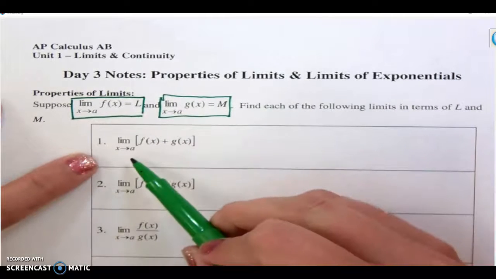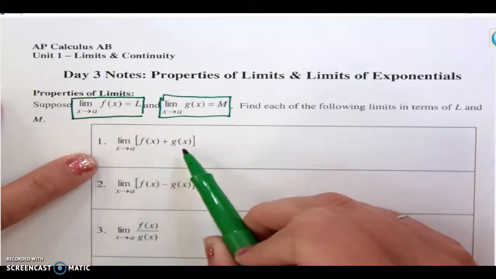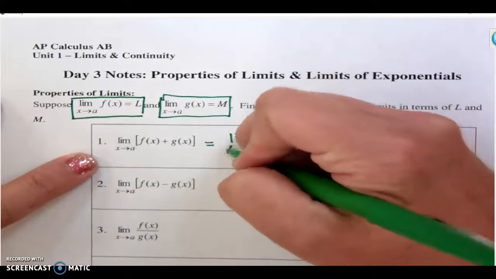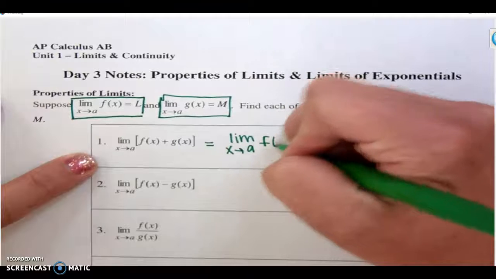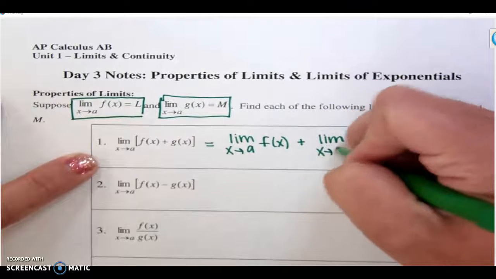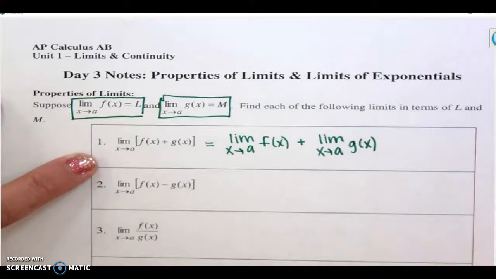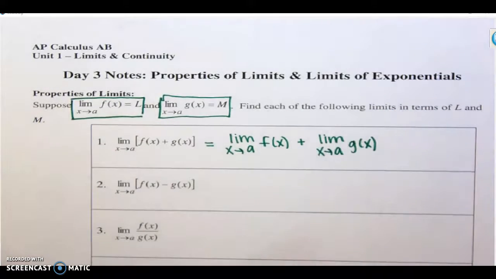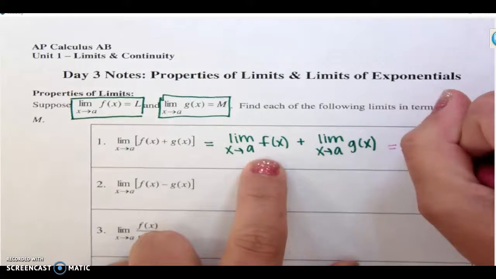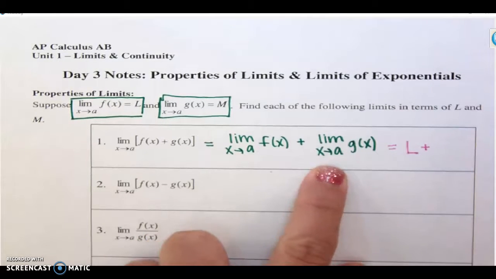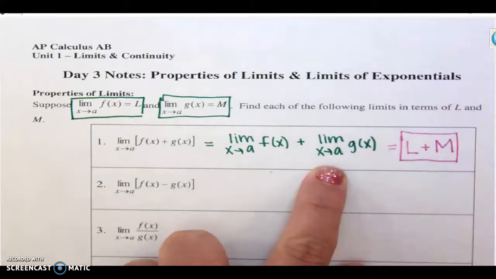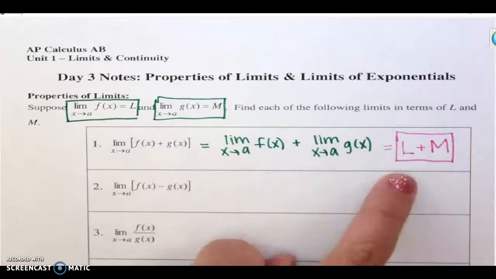So this says if the limit as x approaches a of f of x plus g of x, well, the property says that you can split these into two separate limits. So the limit as x approaches a of f of x plus the limit as x approaches a of g of x. So that means the same thing. That's going to be equal to, because we know the limit as x approaches a of f of x is L, plus we know the limit as x approaches a of g of x is m, so you just add those numbers, L plus m, together. So these three things all mean the same thing.